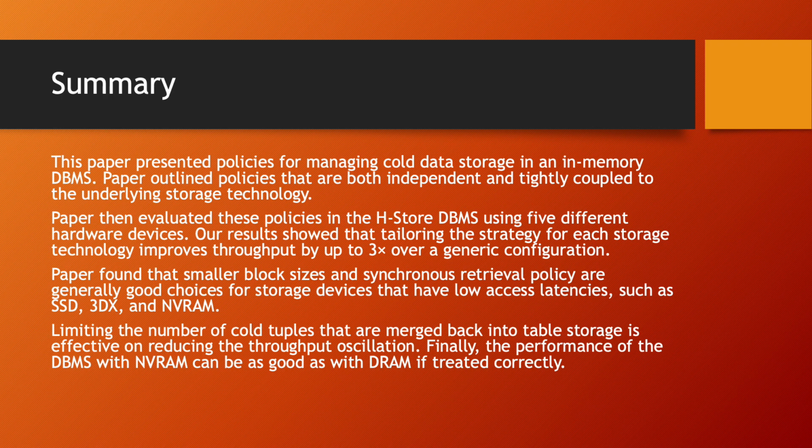Their results show that tailoring the strategy for each storage technology improves throughput by up to 3 times over a generic configuration. The paper found that smaller block sizes and synchronous retrieval policies are generally good choices for storage devices that have low access latencies such as SSD, 3DX, and NVRAM. Limiting the number of cold tuples that are merged back into the table storage is effective at reducing the throughput oscillation. Finally, the performance of the DBMS with NVRAM can be as good as with DRAM if treated correctly.